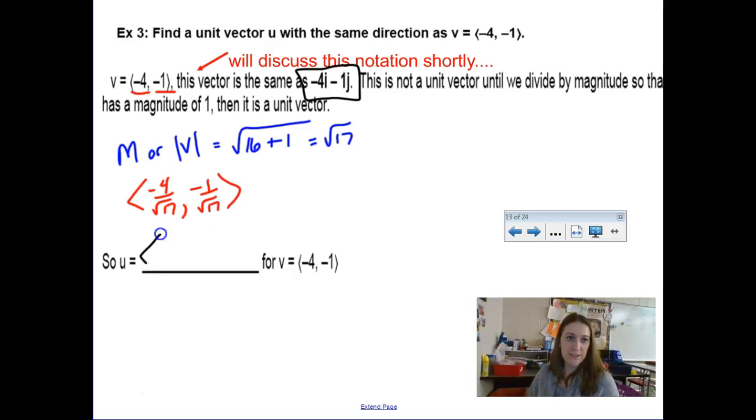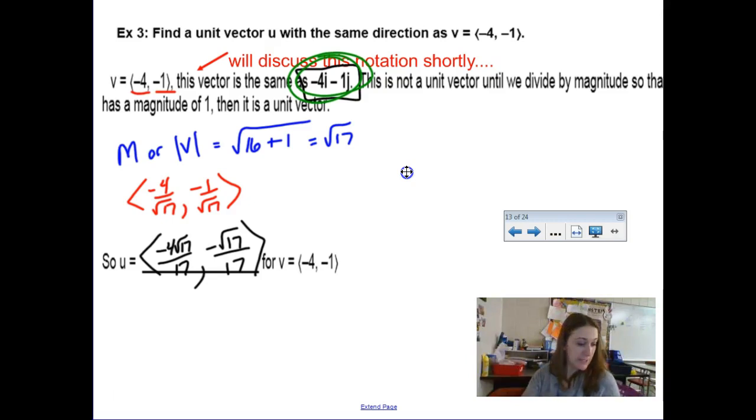But no one likes that answer, right? They're going to want you to rationalize it. So the rationalized answer is negative 4 square roots of 17 over 17, and negative square root of 17 over 17. I skipped the rationalization work because you are so good at that right now. This notation, negative 4i plus negative 1j, is a way that you could notate a vector written in unit vector form. We'll come to that in a second.